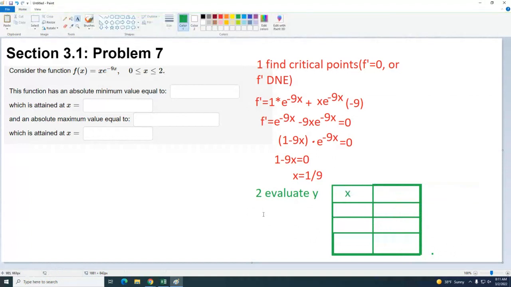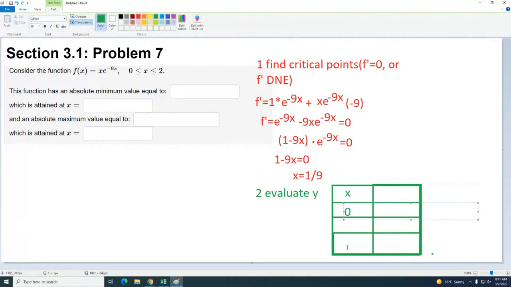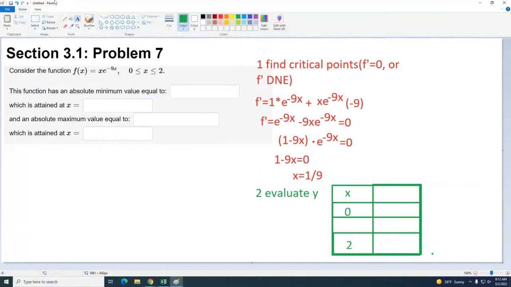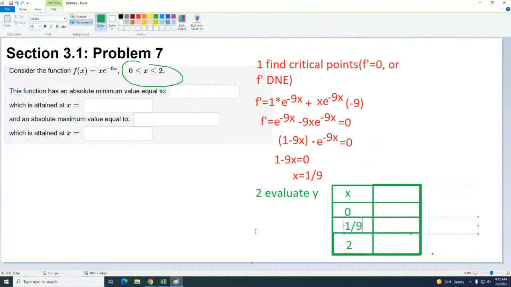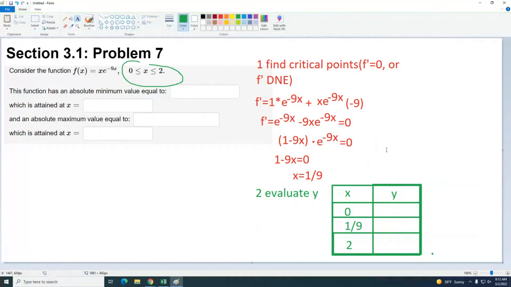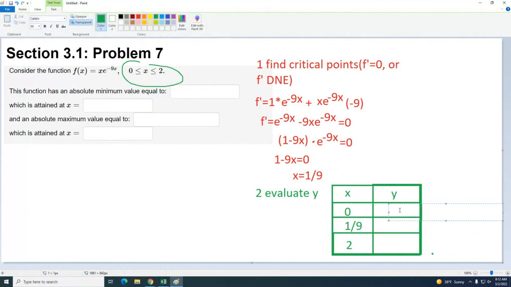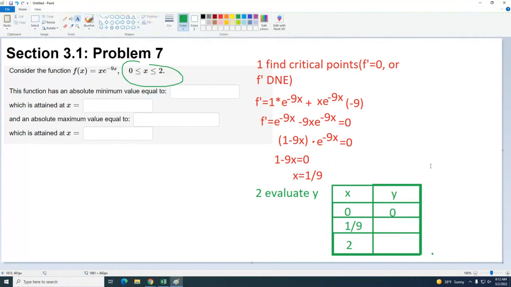So here is our x value. In your list of x values, you have the endpoints 0 and 2. We have 0, we have 2. That's from the interval of the question that was given. And then in the middle, we're also going to lay out the critical point that we just found, 1 over 9. And now we're going to find the y value. The way we can calculate the y value is using the original function definition. Number 1, when x is equal to 0, you can see 0 times e to the negative 0. 0 times anything is still 0, so the y value equals 0 in that case.